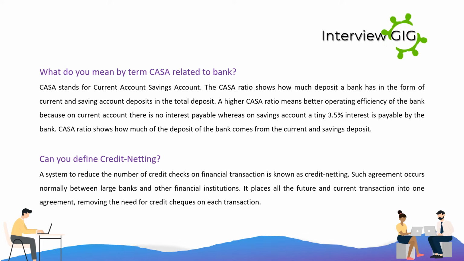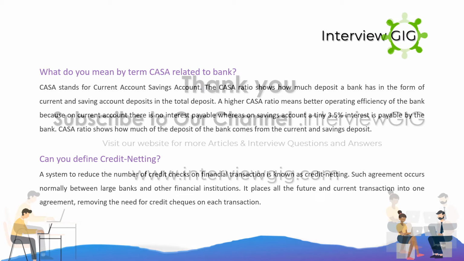Can you define credit netting? A system to reduce the number of credit checks on financial transactions is known as credit netting. Such agreements occur normally between large banks and other financial institutions. It places all the future and current transactions into one agreement, removing the need for credit checks on each transaction.